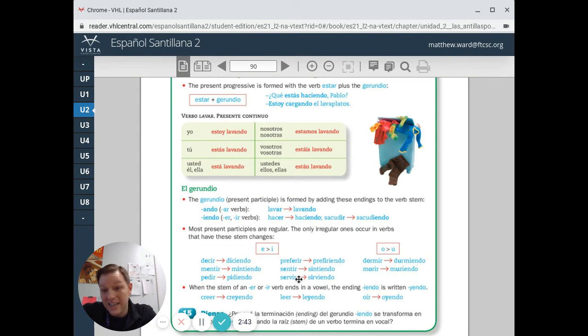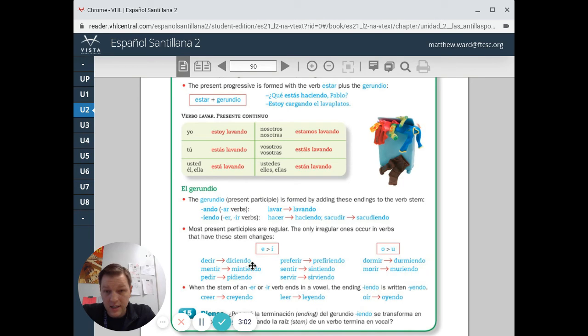Servir, to serve, is an E to I stem changer. Sirvo, sirve becomes sirviendo, serving. Then two of our O to UE verbs become O to U in the gerund. Dormir, to sleep, becomes durmiendo, sleeping. Morir, to die, becomes muriendo, dying.